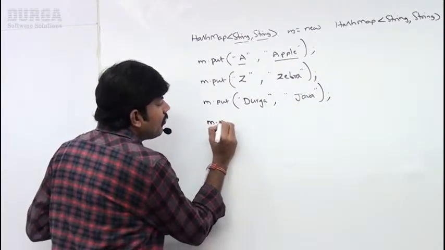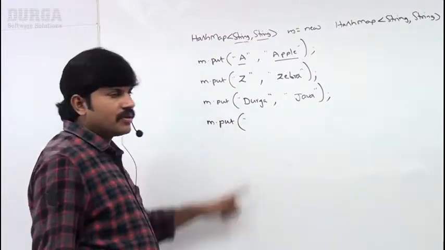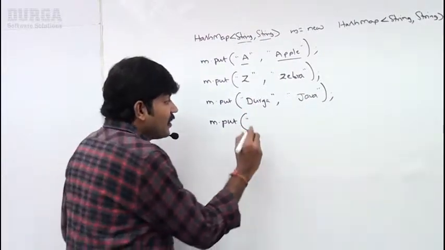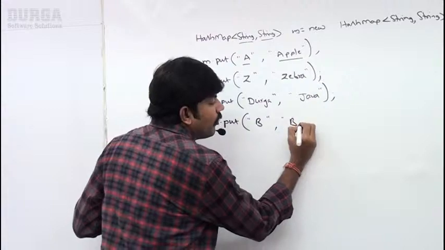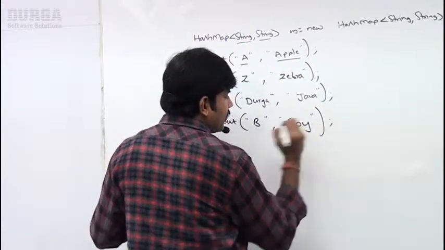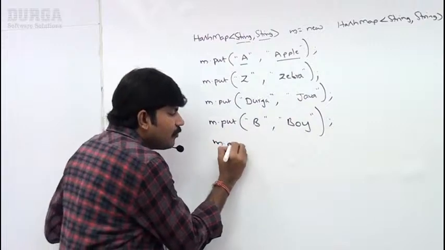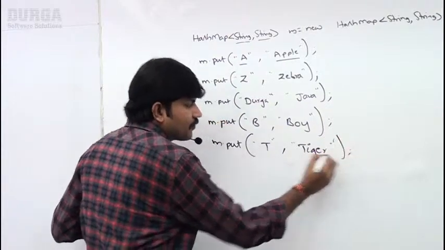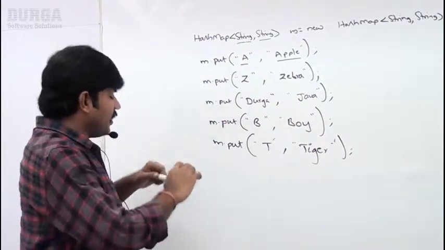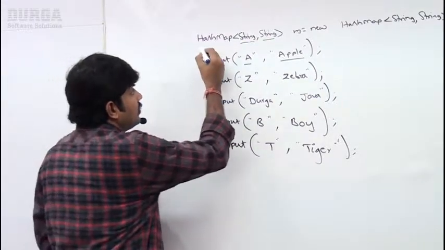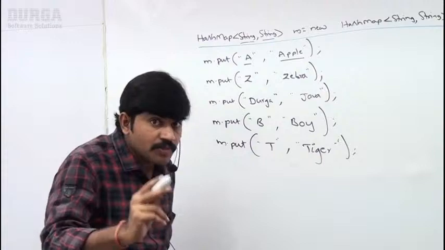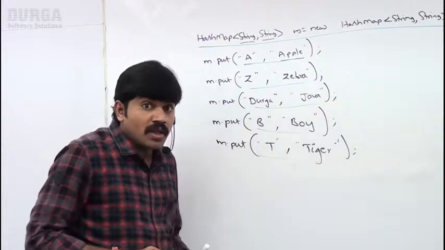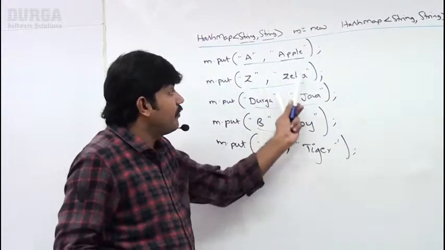Now m.put of, have you observed? A for apple, Z for zebra, Durga for Java. Next and after that, B for boy or banana, you can take anything. B for boy. Next, m.put of T for tiger, like this I'm taking, sir. Have you observed? Sir, I created one empty HashMap object. For this HashMap, I added first key value, second key value, third key value, fourth and fifth. So total how many key values did I add? Five key values I added, right?